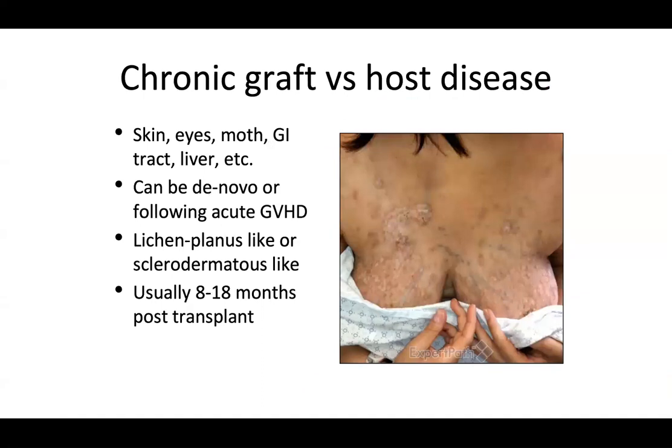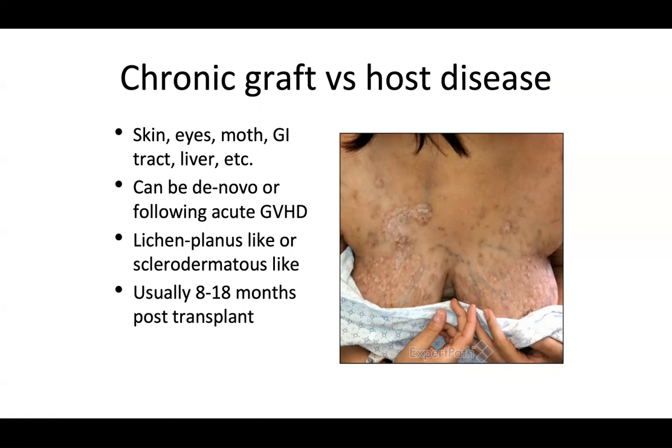Chronic graft versus host disease, you can see in patients that have had a bone marrow transplant or other type of organ transplant, more commonly seen in patients with bone marrow transplant. However, you can see it in a solid organ transplant as well.